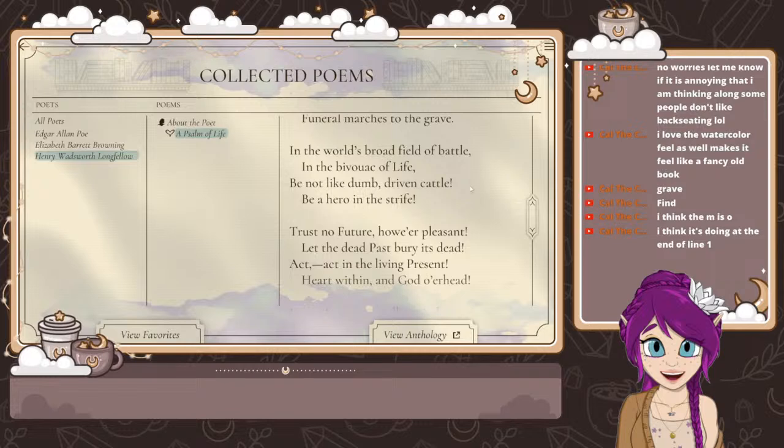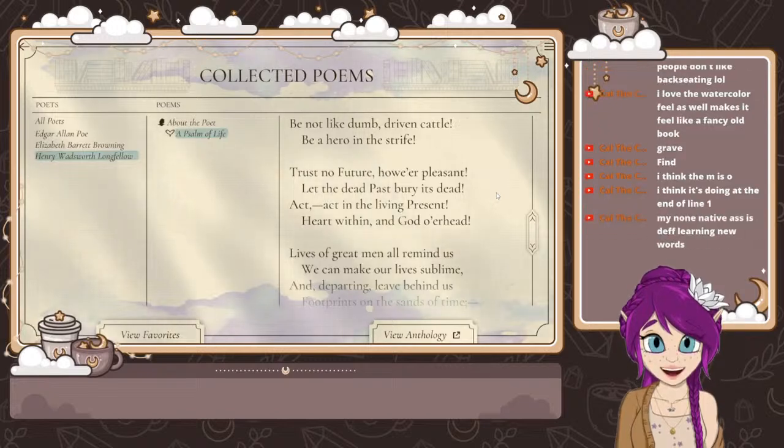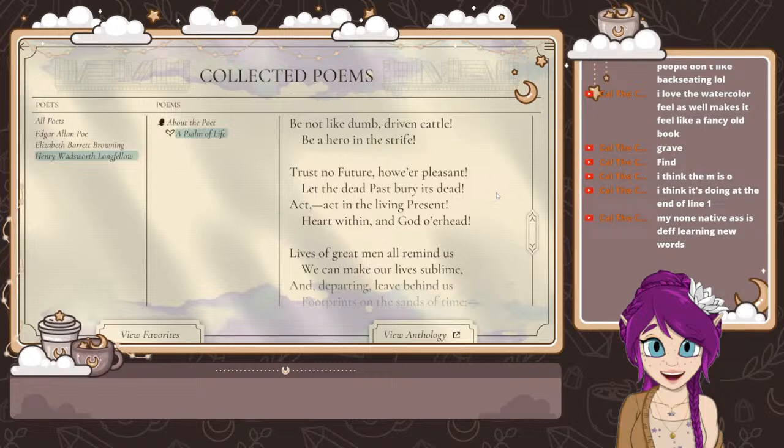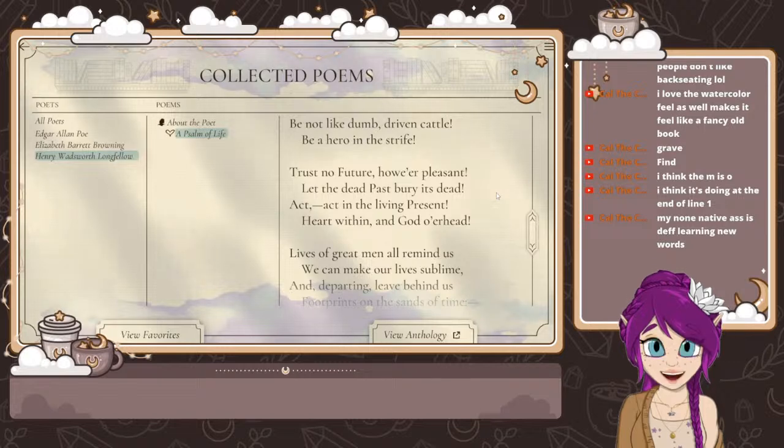In the world's broad field of battle, in the bivouac of life, be not like dumb, driven cattle, be a hero in the strife. Trust no future, however pleasant. Let the dead past bury its dead. Act in the living present, heart within and God overhead.